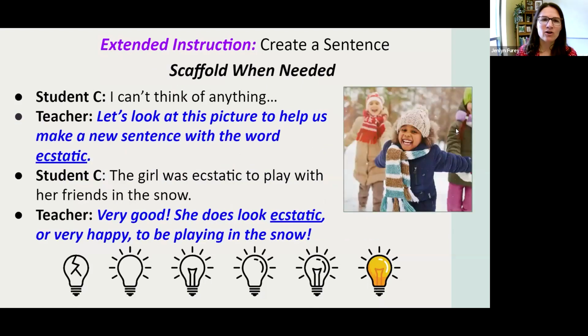correct. Or if they can't think of anything, another way to scaffold is you will have pictures that you've already used for previous activities, or you could just have some pictures ready, and you can have them look at the picture to help come up with an idea to sort of inspire creating the sentence. So in this example, let's look at the picture to help us make a new sentence with the word ecstatic. And the student's able to, with the picture support, give a sentence that uses the word.